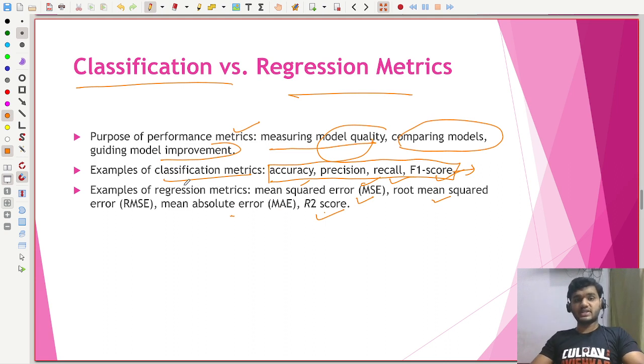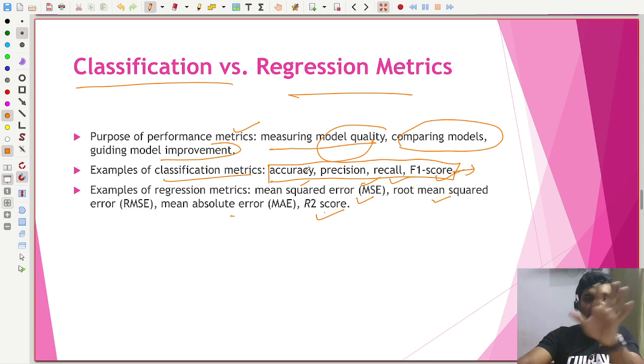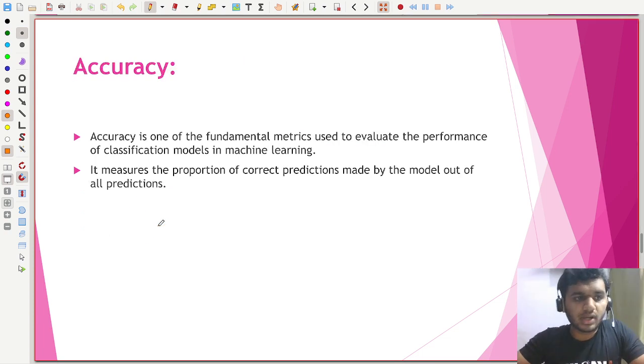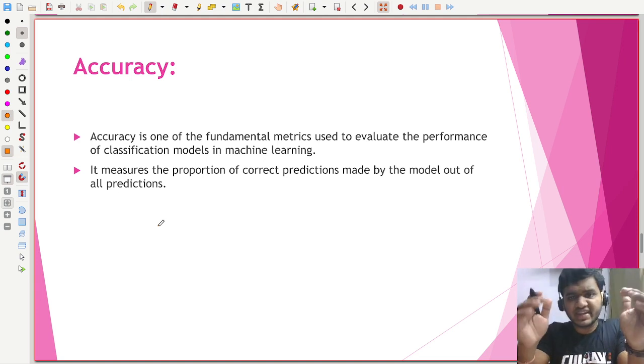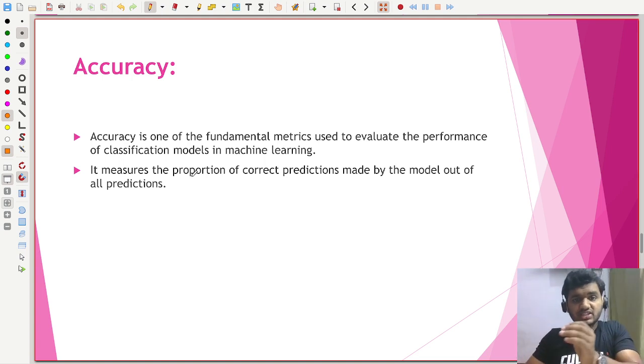Now we'll discuss the classification metrics: accuracy, precision, recall, and F1 score. First we'll start with accuracy, then precision, then recall, then F1 score. Accuracy is one of the fundamental metrics used to evaluate the performance of a classification model in machine learning. It measures the proportion of correct predictions made by the model out of all predictions. It is very important.